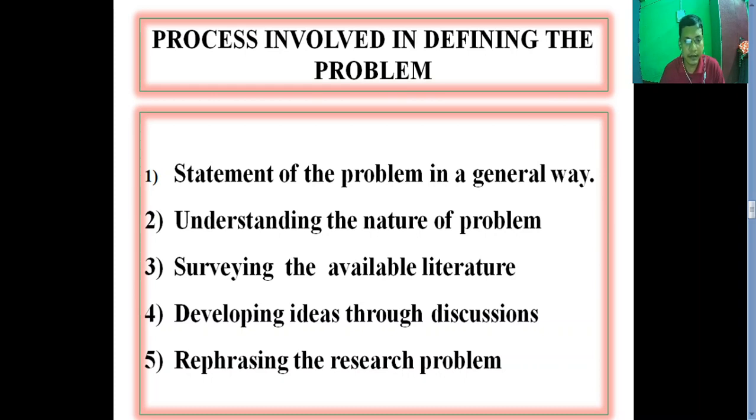Number three, surveying the available literature. Very important part. You have to survey what is the available literature on your particular topic of the problem. Number four, developing ideas through discussion. So you have to develop your ideas through discussion with your friends, with your seniors, with your guide, supervisor, etc. Then rephrasing the research problem. Then you have to rephrase the research problem.